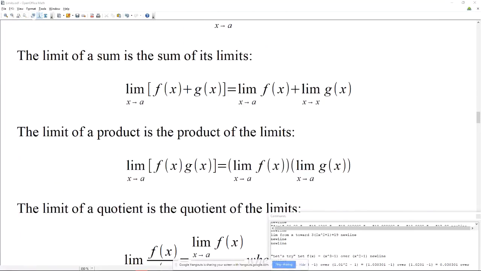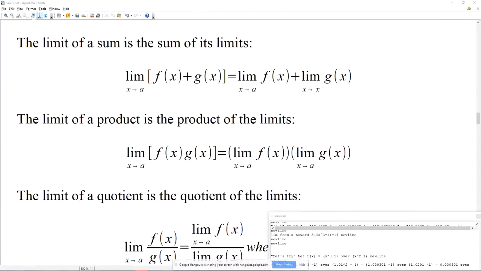This is the one: the limit of a product is the product of the limits. If I want to take the limit as x approaches a of the product, which means multiplication, of the function f of x times g of x, I can just separate it out and say that's equal to the limit of f of x times the limit of g of x. Same thing as the sum of the limits. It's just that instead of an addition sign, I have a multiplication sign.